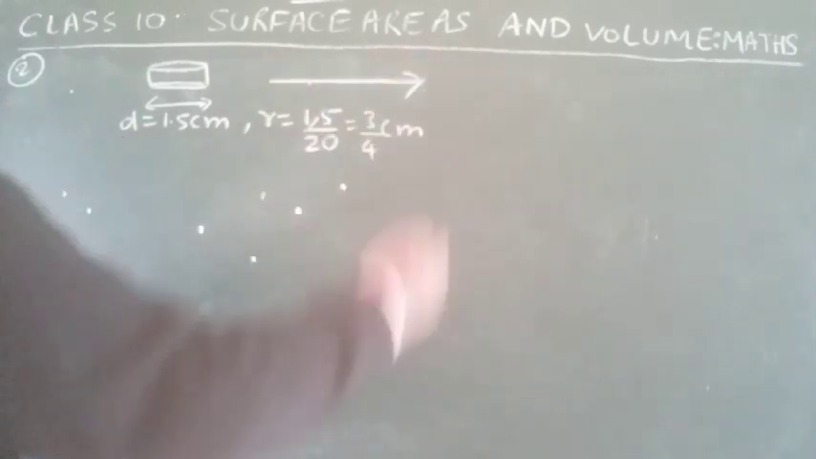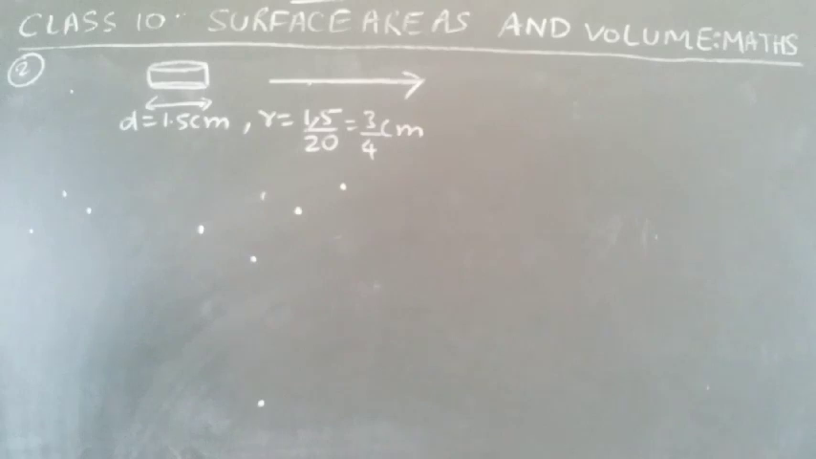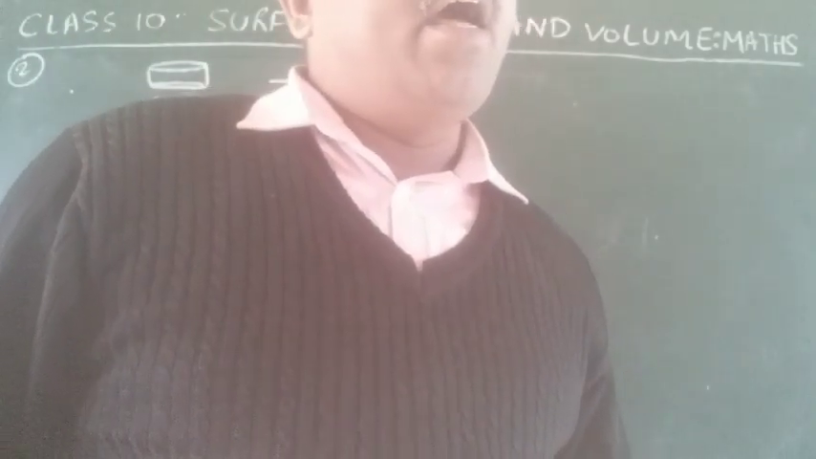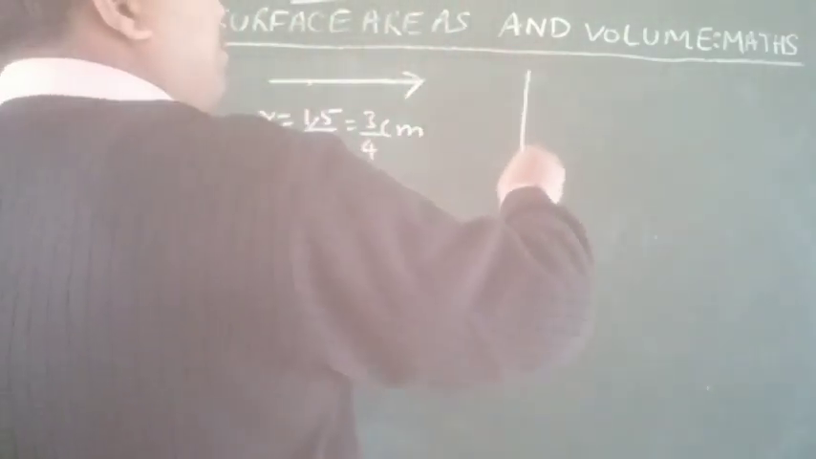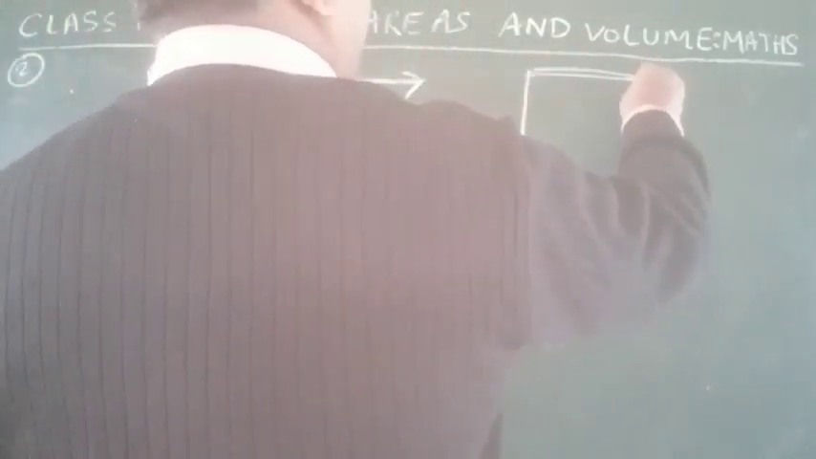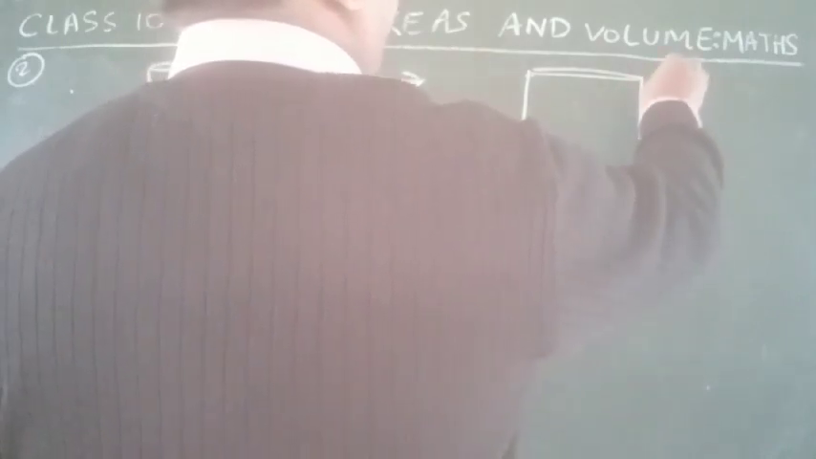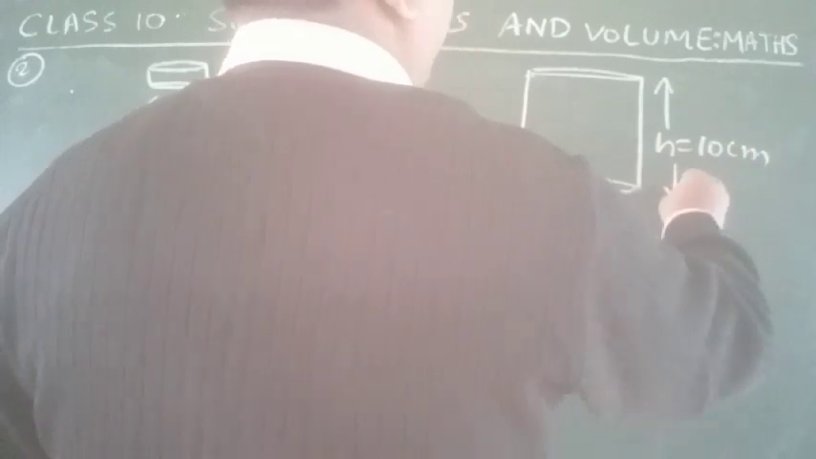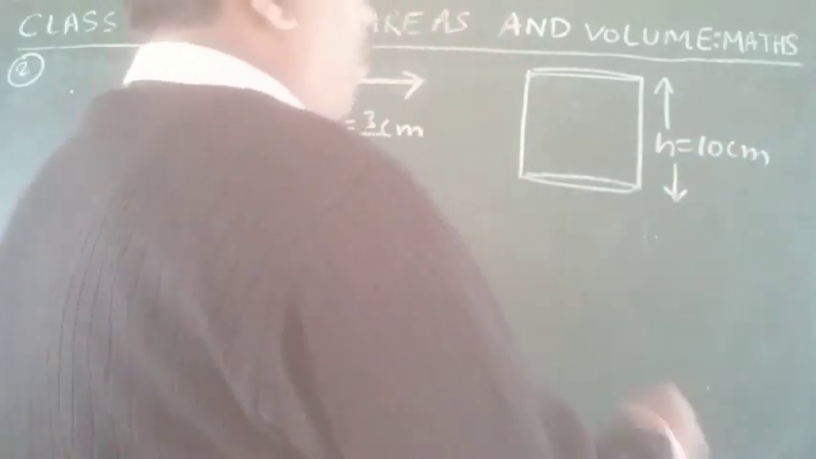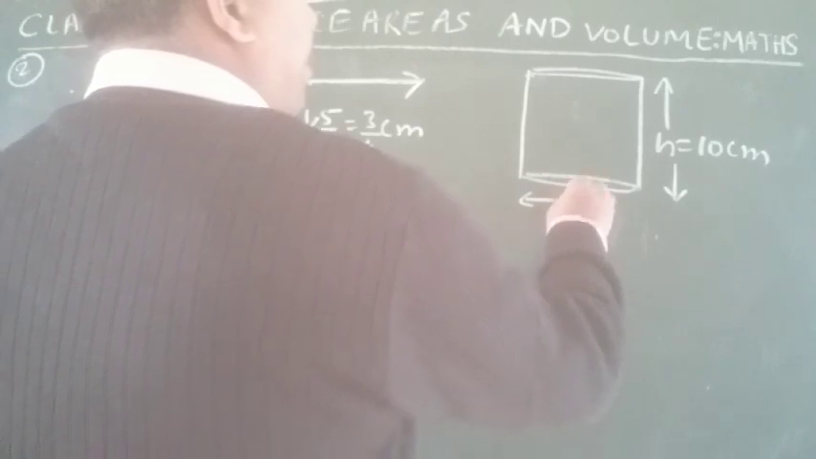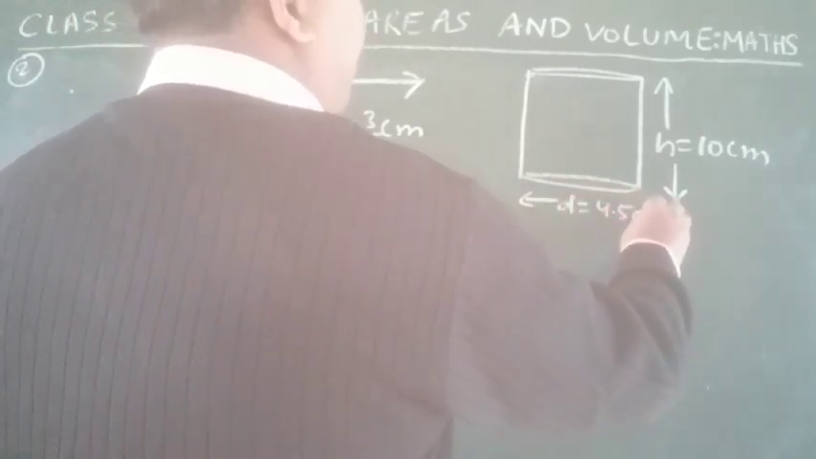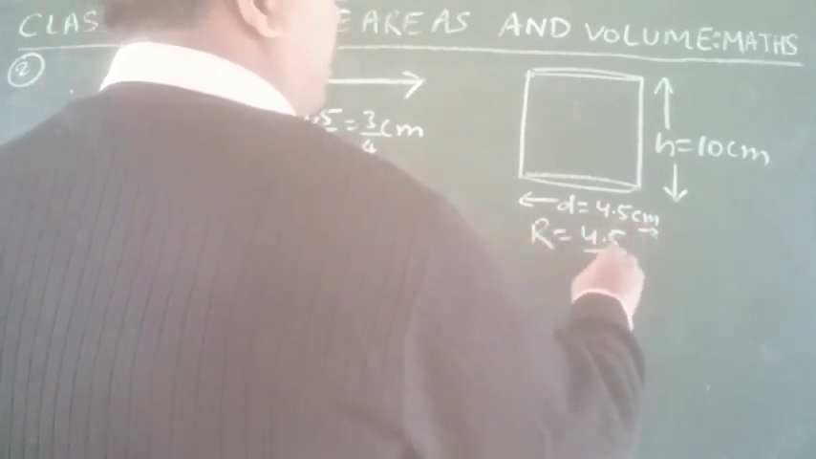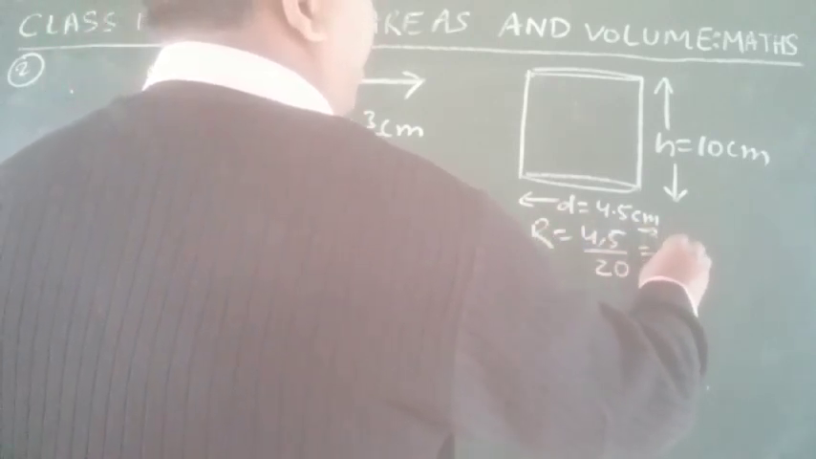Now these coins are used to make a cylinder. Which type of cylinder? A cylinder having height 10 centimeter, and the diameter is given as 4.5 centimeter. Now the radius will be 4.5 by 2, that is 2.25, which is 9 by 4 centimeter.